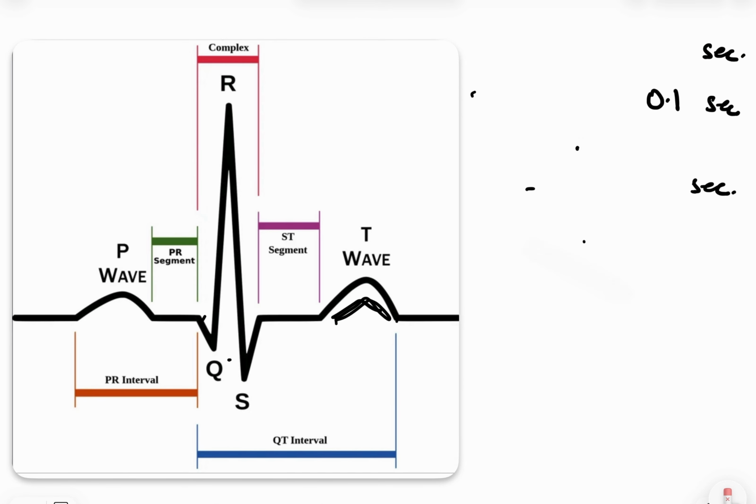First one is the P wave. When I say the number, I will also explain what these waves are. The P wave of an ECG shows atrial depolarization. Remember, it is atrial depolarization.